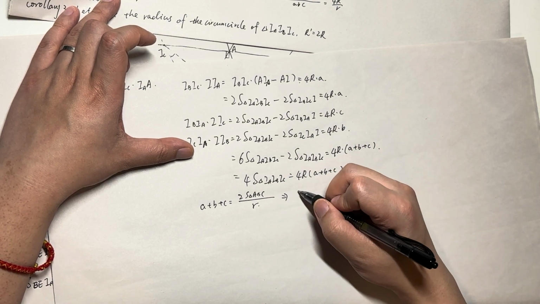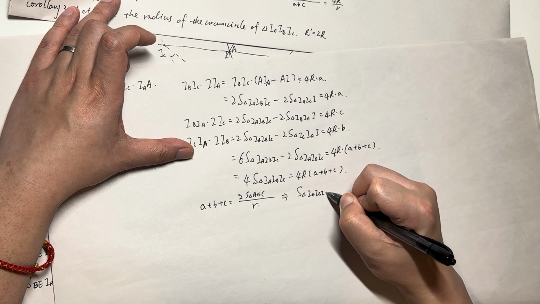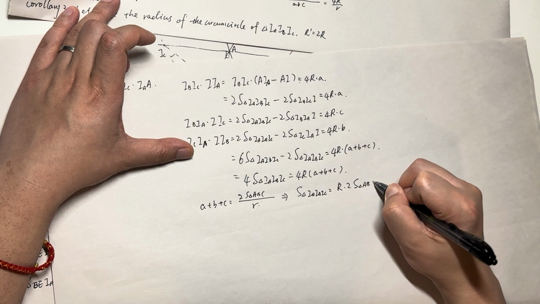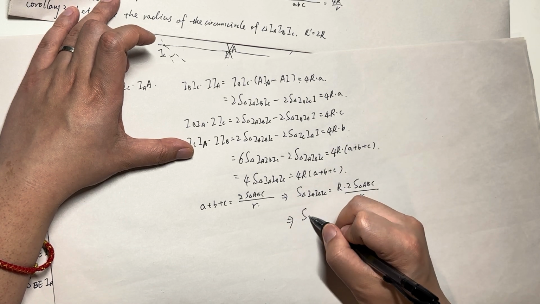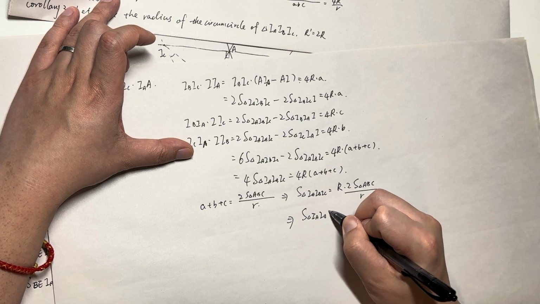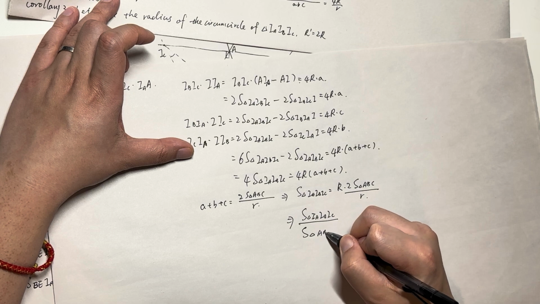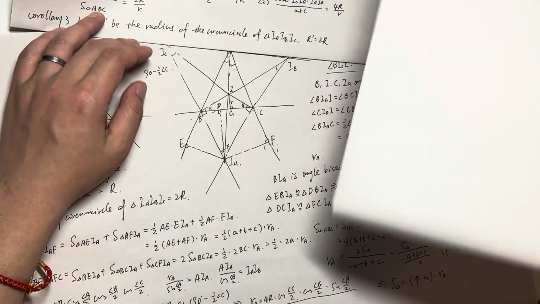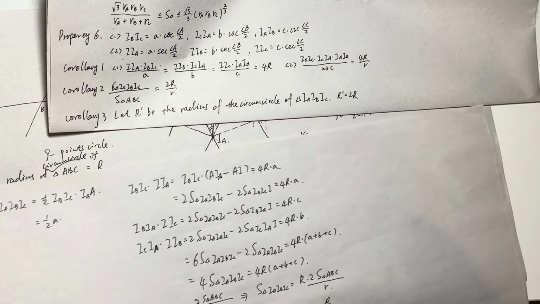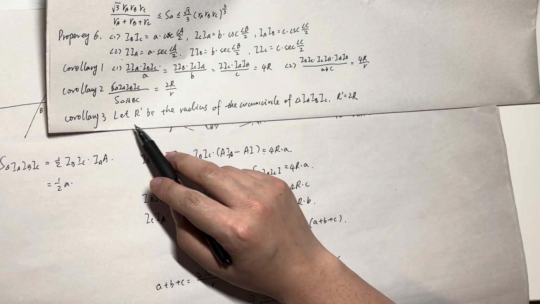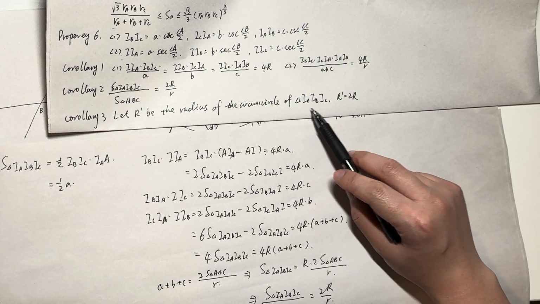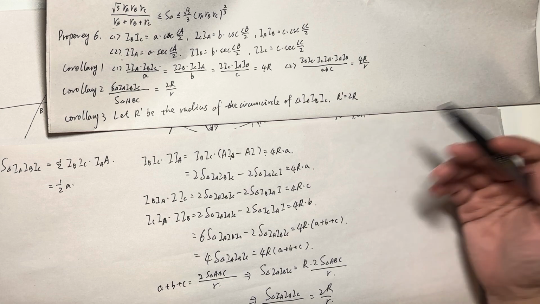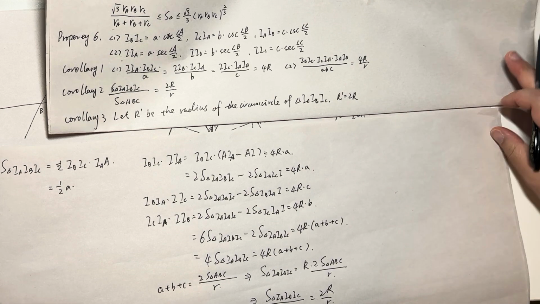Which means the area of IAIBIC equals R times 2S ABC to R. So the area ratio of IAIBIC to ABC equals 2R to R, okay? That's corollary 2. And for corollary 3, let R prime be the radius of the circumcircle of triangle IAIBIC. R prime equals 2R. We already proved that because based on the 9-point circle, it's obvious.